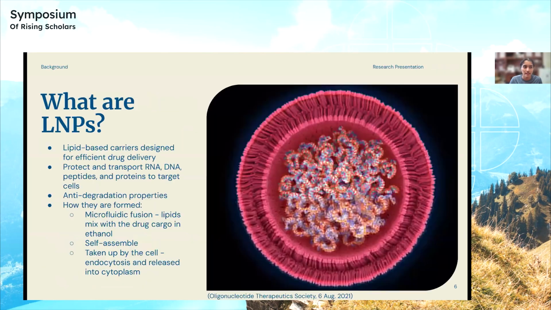For the background, so what exactly are LNPs? These are tiny lipid-based carriers that are designed for efficient drug delivery, and essentially they can protect and transport different kinds of molecules such as RNA, DNA, peptides, and proteins to specific target cells. And in COVID-19, the cargo that was transported was mRNAs to create spike proteins in the target muscle cells.